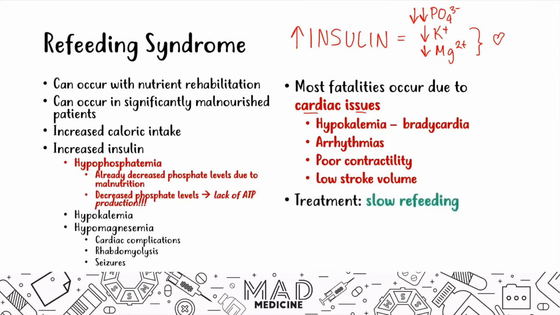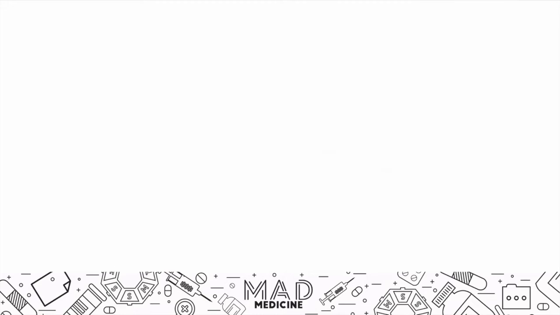So the treatment for this is very simple. You have to slow the refeeding. You can't give them a large amount of calories and expect the problem to go away. You need to slowly titrate their caloric intake to increase. Other things will also help, but once you do a gentle increase, you won't be dealing with the refeeding syndrome. So that is anorexia nervosa. It's very simple overall, but it's the most complicated of all of these eating disorders.